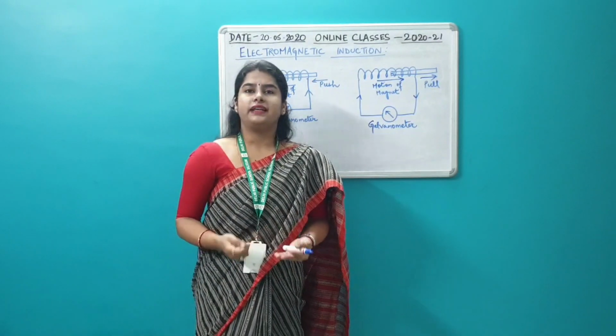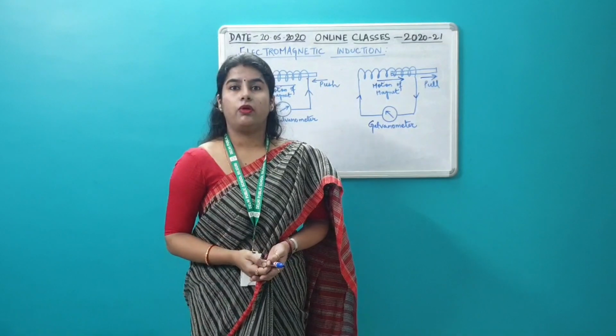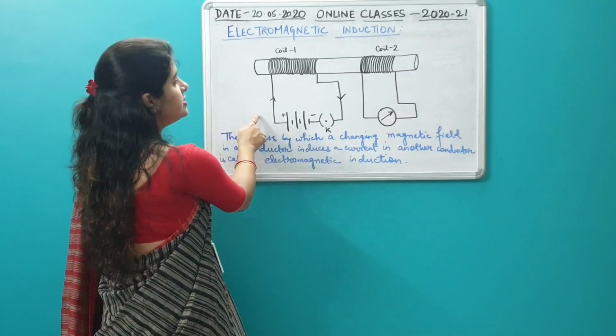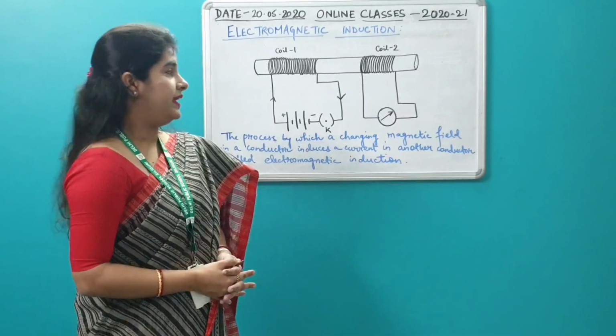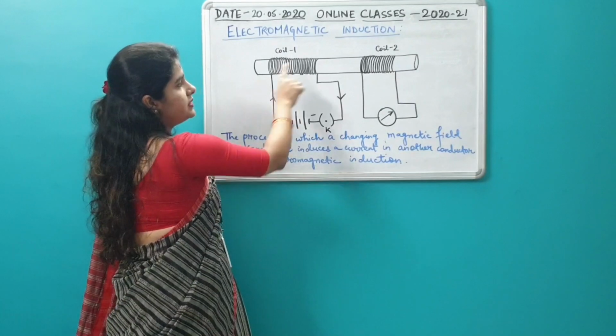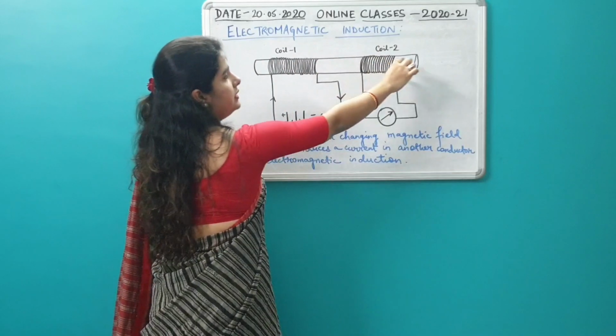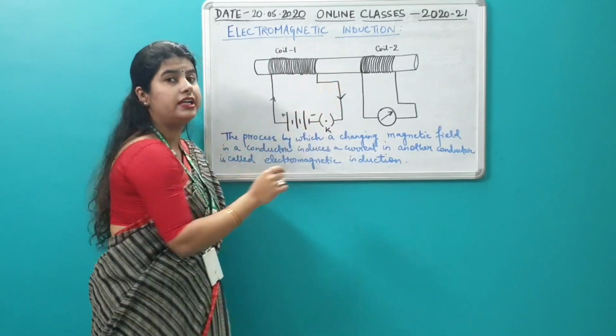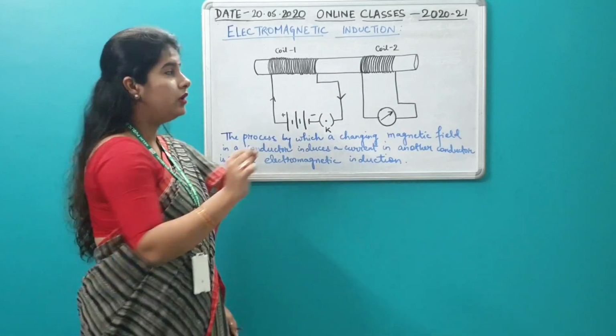Moving on with the next activity. Let us see what exactly happens. Okay, so here is the activity that I was talking about. You can see there is a cylindrical, non-conducting roll. Mind it, a cylindrical non-conducting roll.